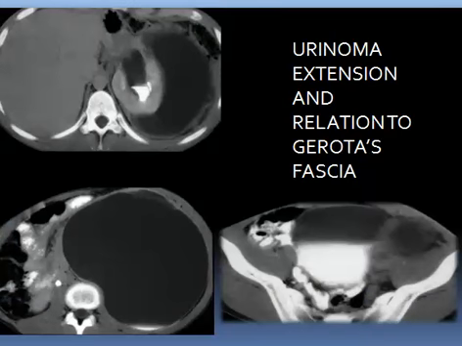Urinoma extension and relation to Gerota fascia. It is enclosed within Gerota fascia, which is closed medially, closed laterally, closed superiorly, and pushing the kidney up but reaching down to the iliopsoas fascia.